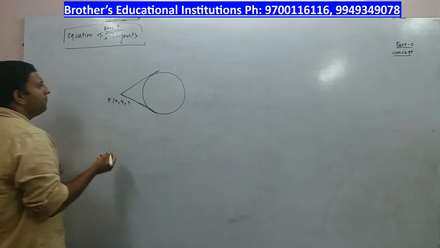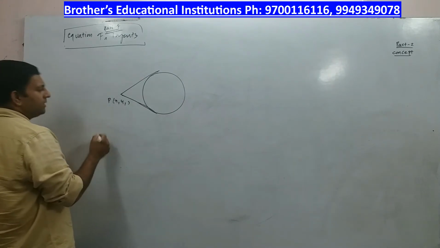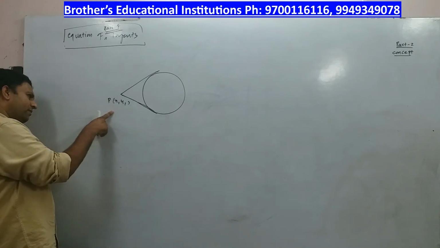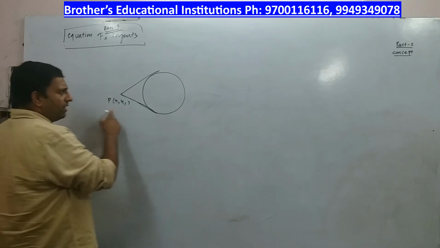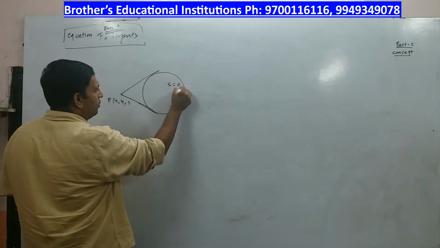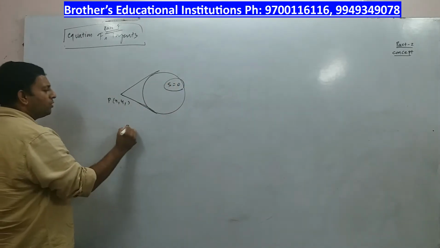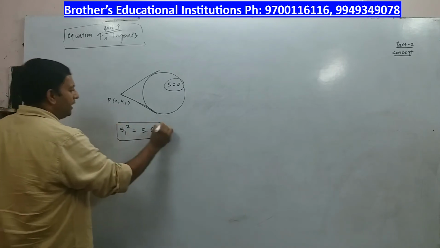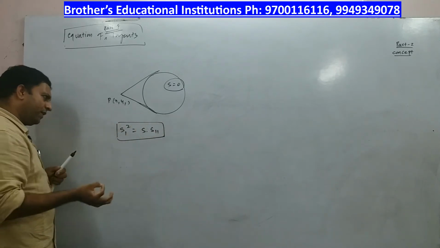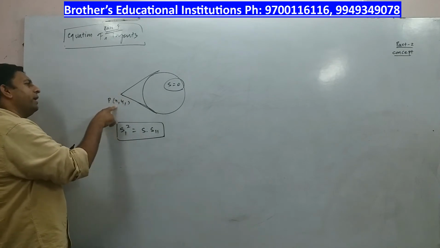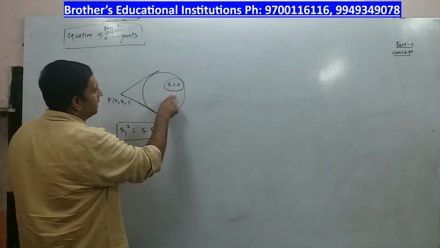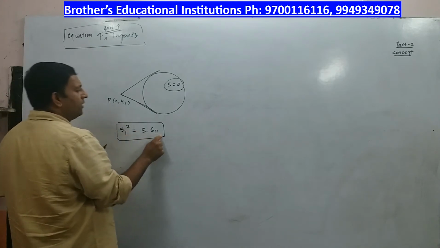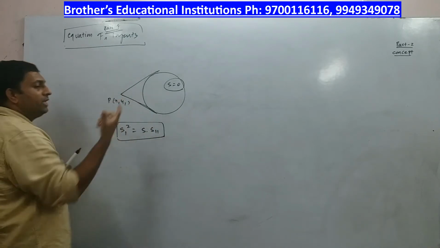So there is a formula. The equation of pair of tangents, I repeat, the equation of pair of tangents from point (x1, y1) to the circle S is equal to 0 is S1 square is equal to S into S11. I repeat, the equation of pair of tangents drawn from point P (x1, y1) to the circle S is equal to 0 is S1 square is equal to S into S11. So what are you going to get? You are going to get the equation of pair of tangents.